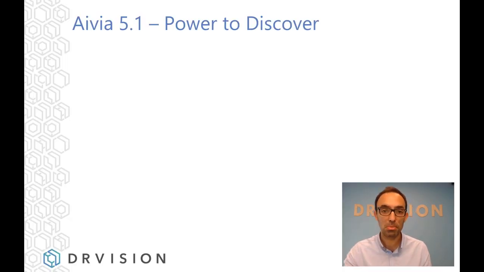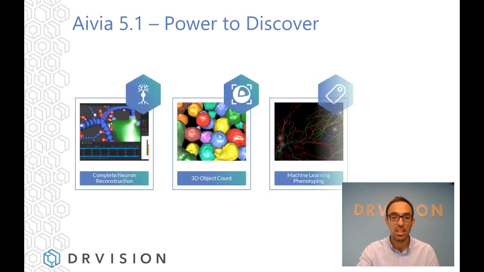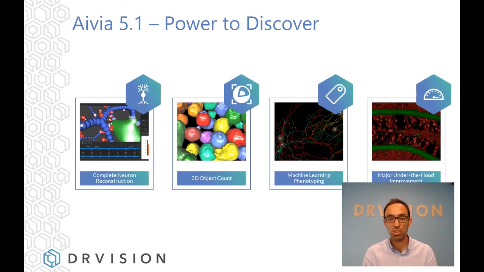So what are we going to be talking about today, specifically for Aivia 5.1? These are the four major categories of features that we have developed this time around. Firstly, we have significantly improved our neuron tracer. So it includes a few more capabilities to analyze a few more types of data sets, and I'll discuss that in a moment.